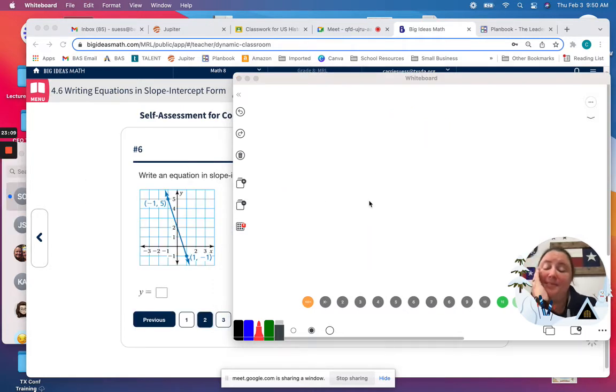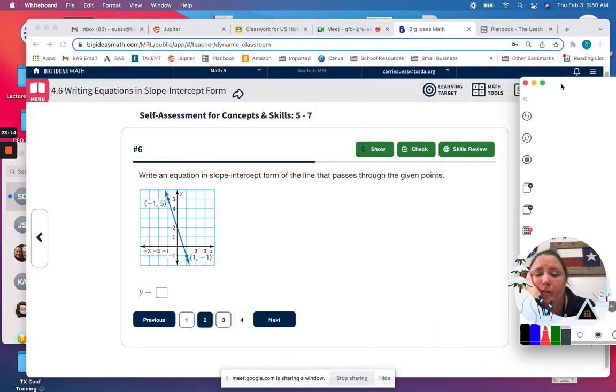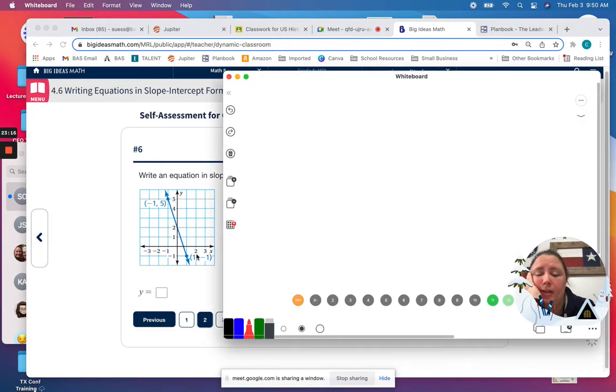Alright, so we have a graph and we're writing slope-intercept form. So we have 2 points on this graph. So I'm just going to write these 2 points. You guys still see my whiteboard, right? Yes. Okay, good. So 1 point is -1, 5, and my other point is 1, 1. Ooh, almost messed up there.